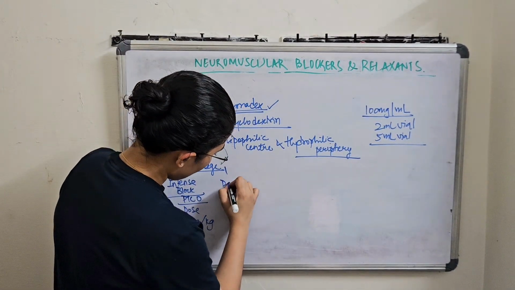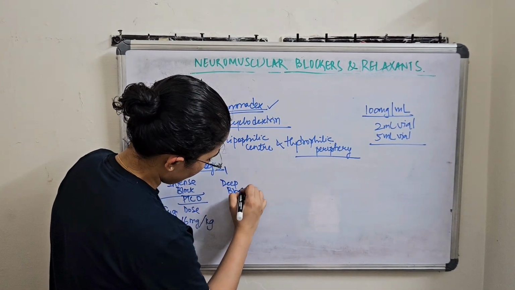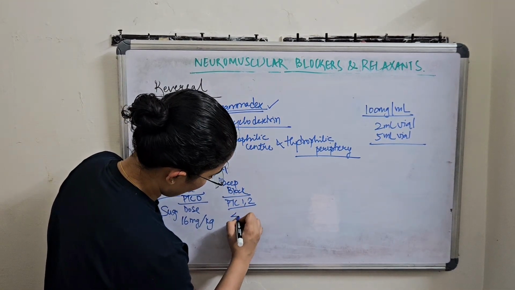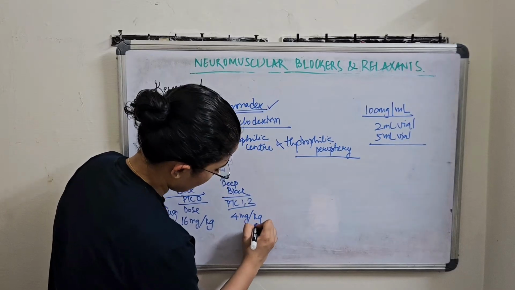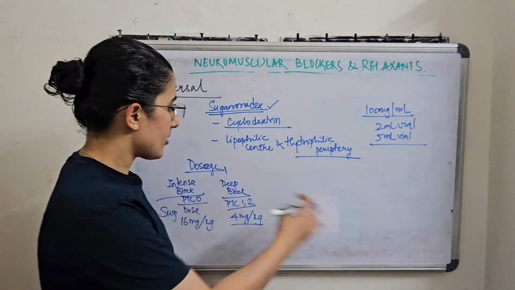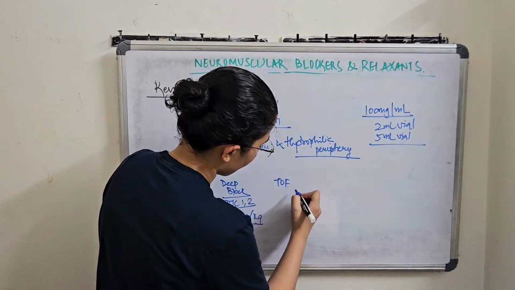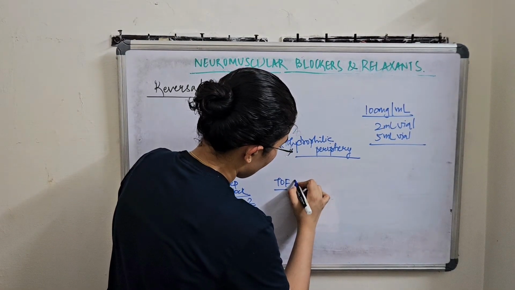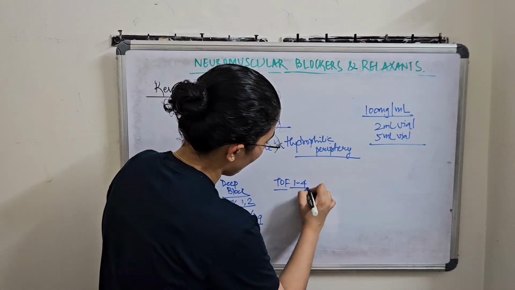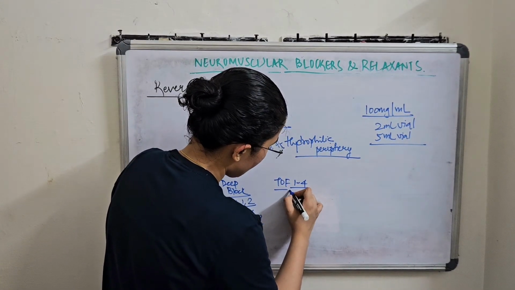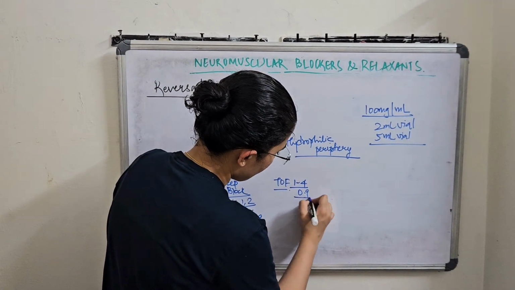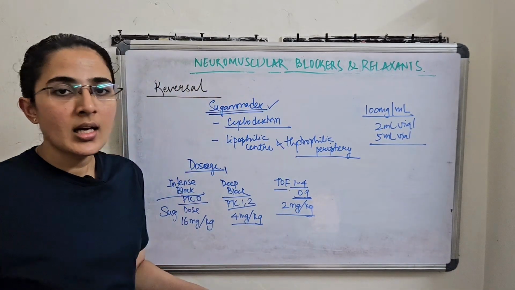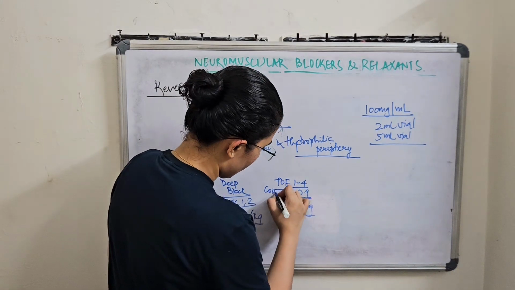When we are in a deep block where the post-tetanic count is 1 or 2, the dose is about 4 milligram per kg body weight. But in all the rest of the situations, where our TOF may show either a TOF count of 1 to 4 or a TOF ratio up to 0.9, we can use the normal dose of 2 milligram per kg body weight.